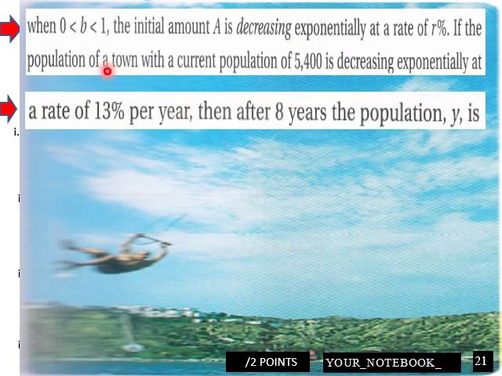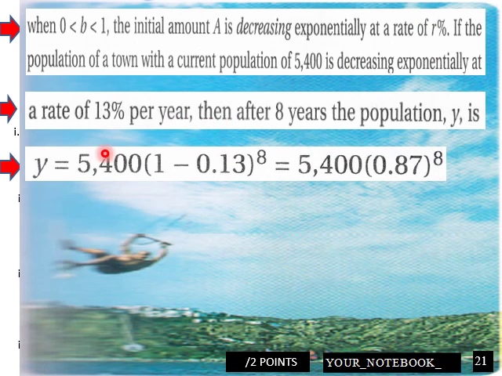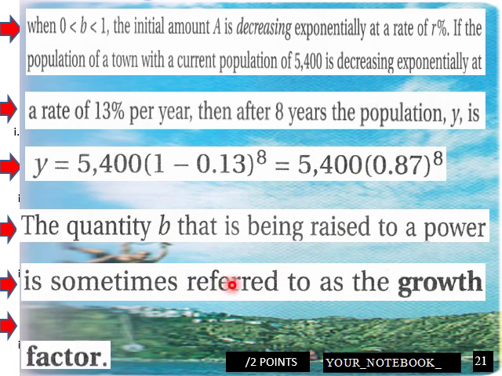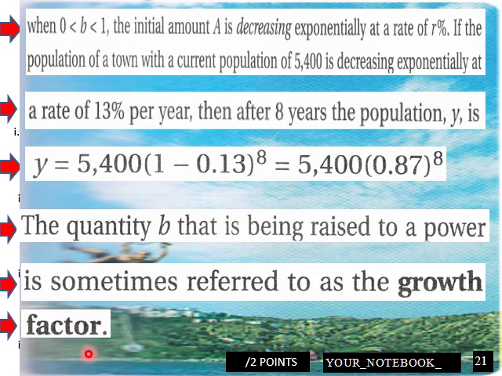So when 0 is less than b and b is less than 1, the initial amount A is decreasing exponentially at r%. So when you have a situation here, this will be an exponential decay formula right here. The quantity b is being raised to a power, sometimes referred to as the growth factor.